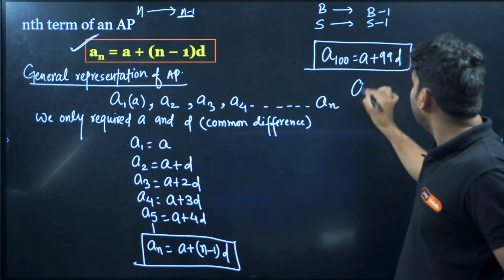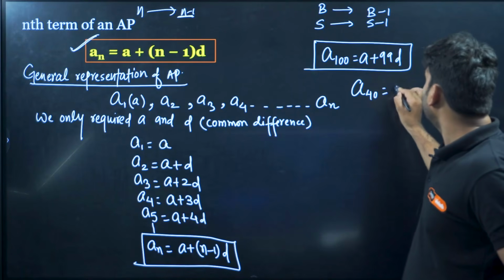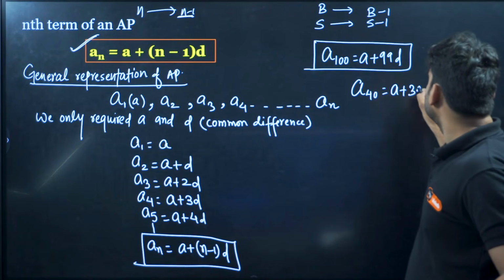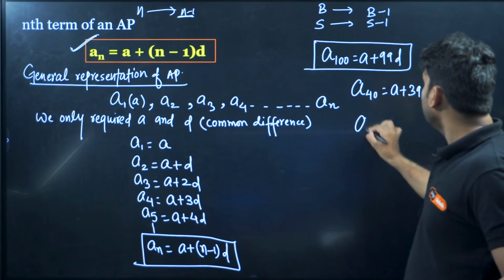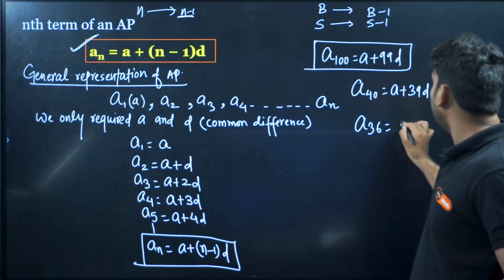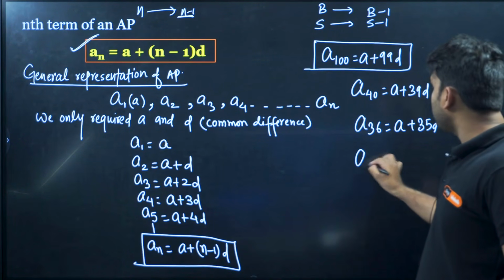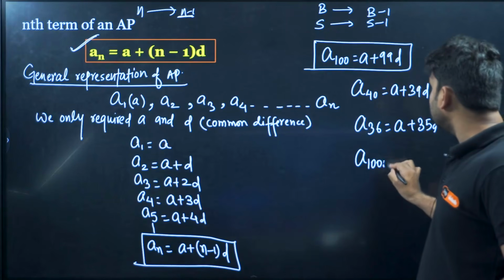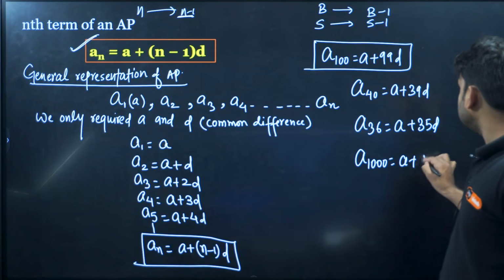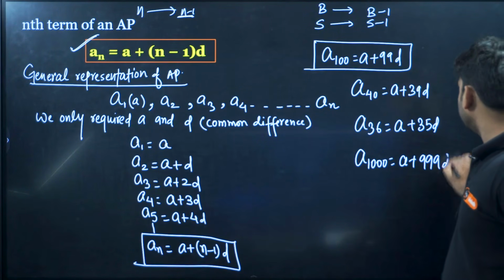Similarly, for the 40th term, the formula will be A plus 39D. For the 36th term of an AP, A plus 35D will be there. For the 1000th term of an AP, this formula A plus 999D will be used.